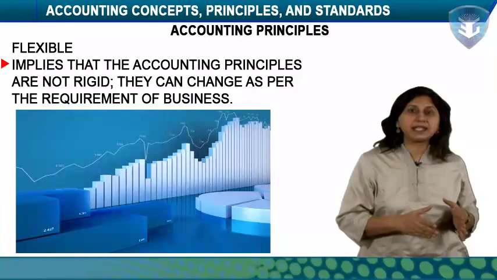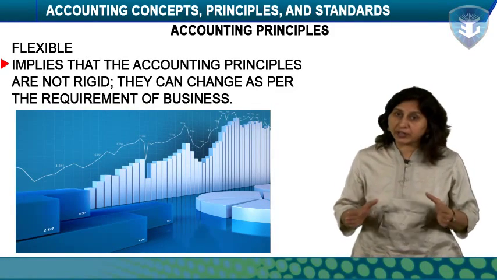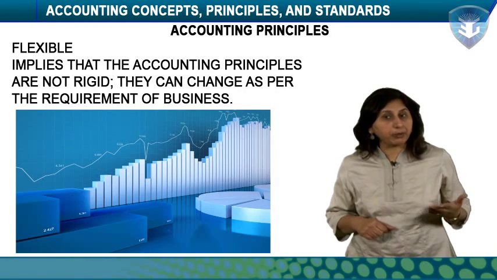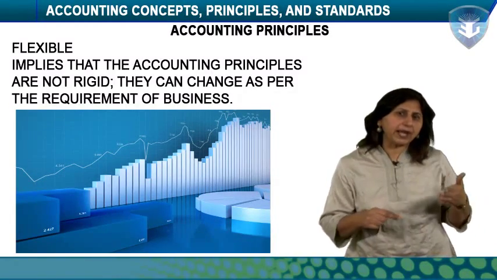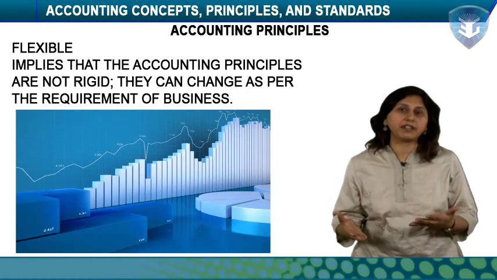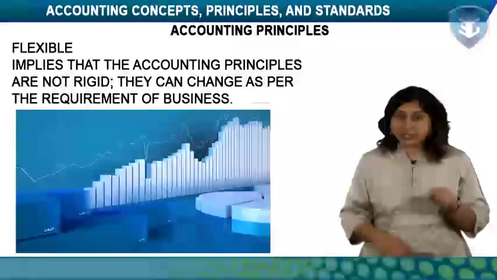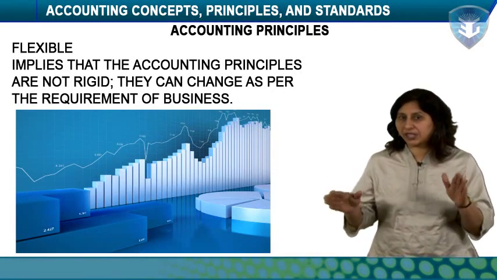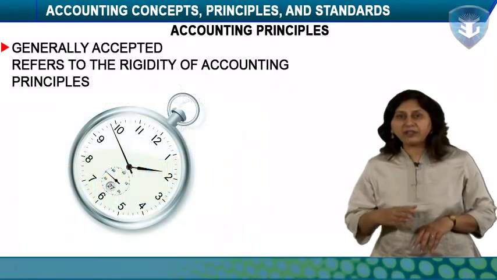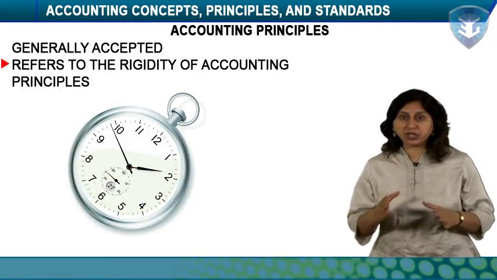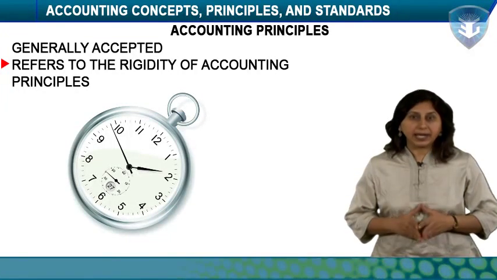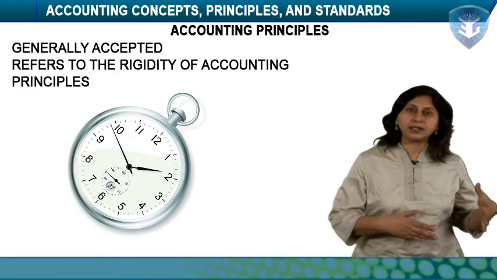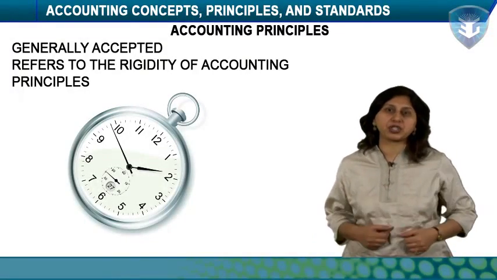Flexible implies that the accounting principles are not rigid. They can change as per the requirement of business. Whenever a problem arises in accounting that requires a solution, accountants arrive at a reasonable decision. It must be remembered that accounting principles are not permanent and can change with time. Generally accepted refers to the rigidity of accounting principles. It implies that a standard framework should be used for recording, summarizing, and reporting the financial transactions.